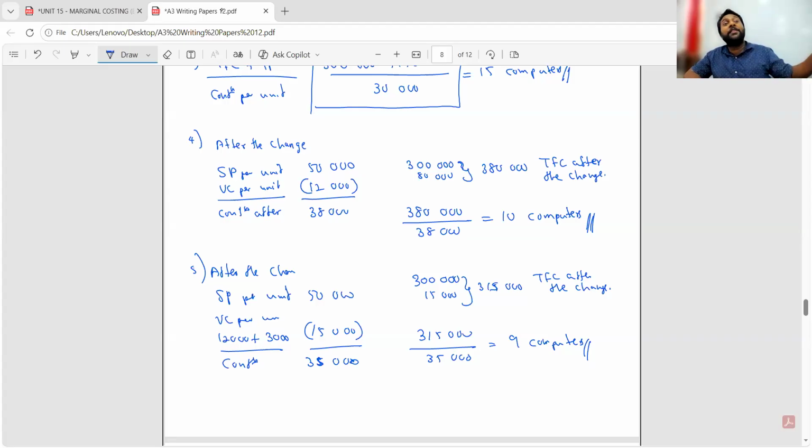For you to break even, you have to sell 10 computers. Now, only 9 computers. Understood? Low is good, no? Easy to sell, no? Easy to sell 10 computers or 9 computers? 9 computers. You can recover your cost fast.